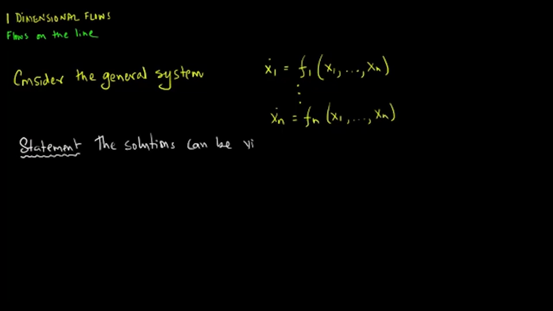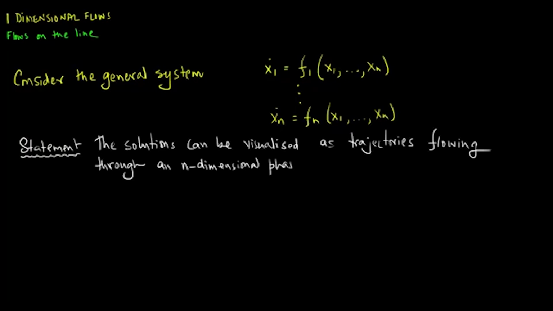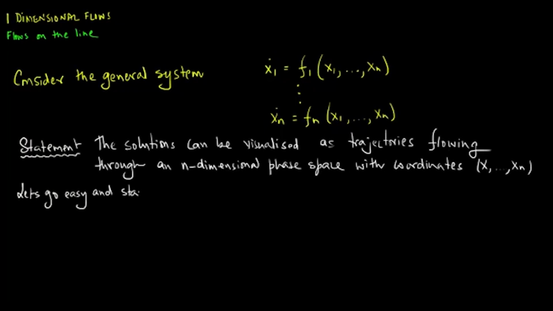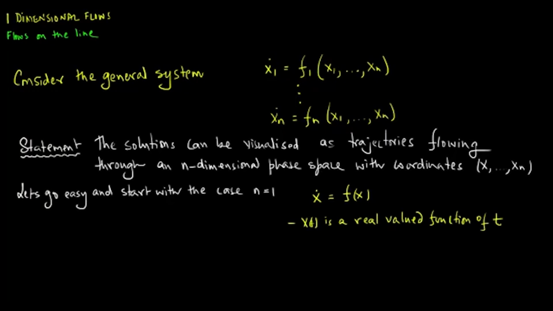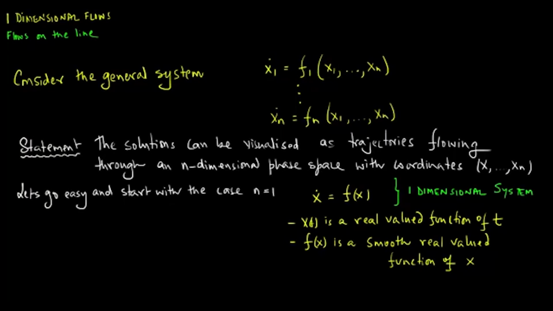The solutions can be visualized as trajectories flowing through an n-dimensional phase space with coordinates x1 all the way to xn. Now let's actually go a bit easy and start with the case n is equal to 1. That is, x dot is equal to f of x, where x of t is a real valued function of t and f of x is a smooth real valued function of x. So this is an example of a one-dimensional system.